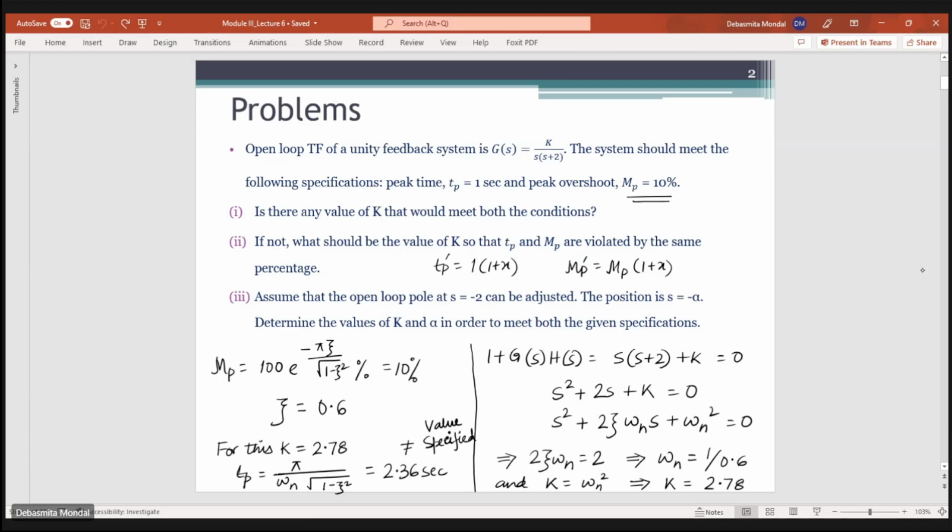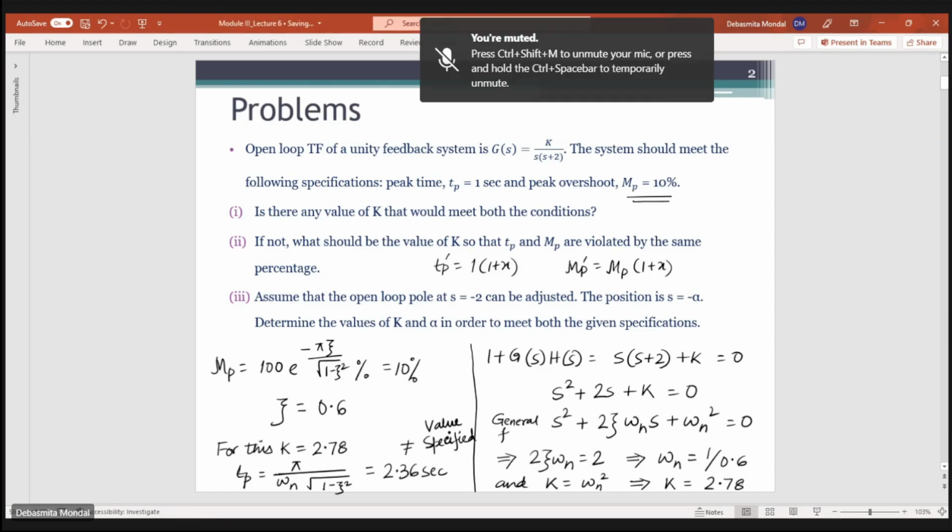So for that, you have to write the characteristic equation for the system. So if this is G(s) and it is given that the feedback is a unity feedback, that means H(s) is equal to 1. So the characteristic equation will be 1 plus G(s)H(s), which is nothing but s(s+2) plus K, which is equal to 0. And you compare this equation with the standard, generic form of the characteristic equation of a second order system, which is given by this. So this is the general form.